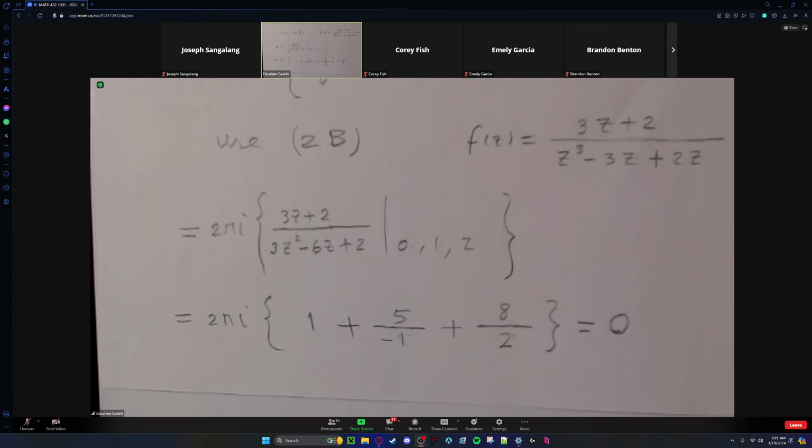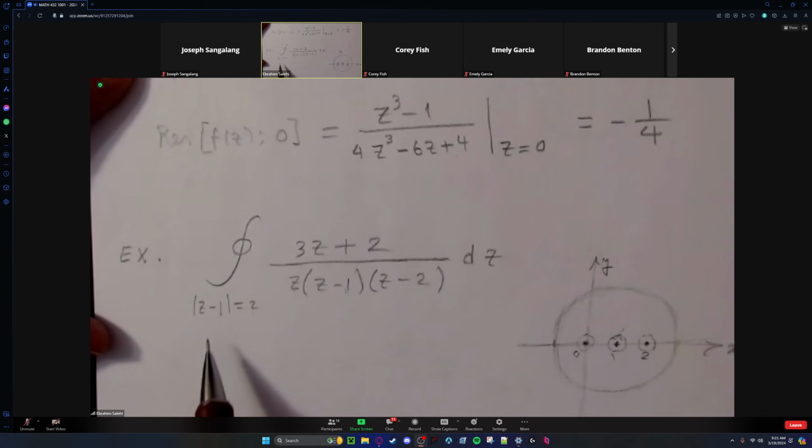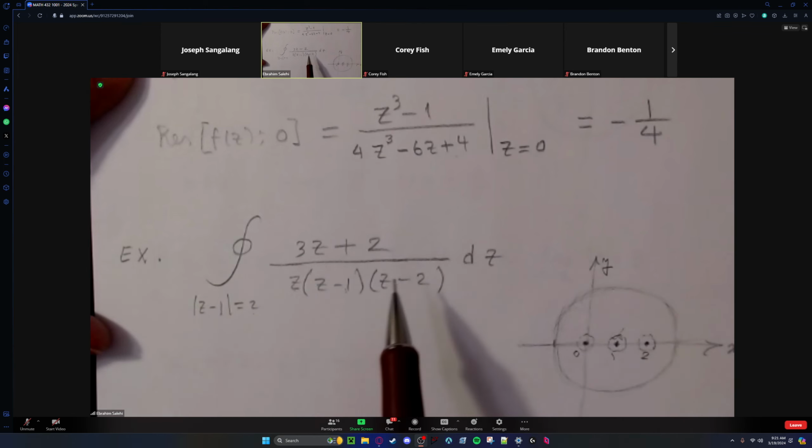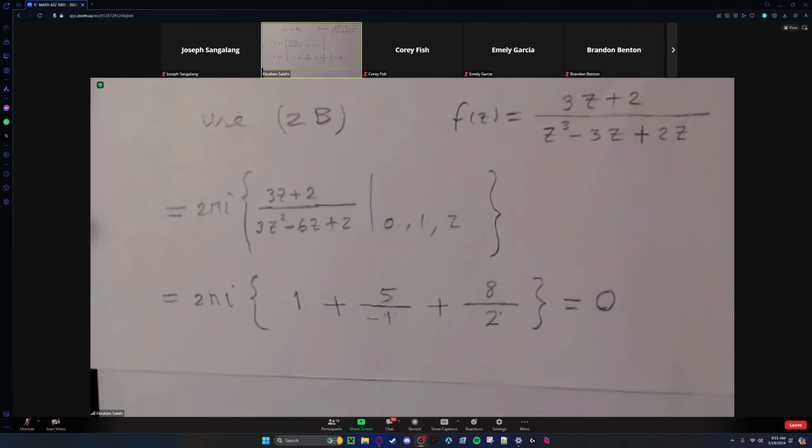So this is why residue is important, and the residue theorem is important, because it gives us the value of the integral. The value of this integral over this circle after applying the residue theorem is 0. Any comment? Any question?